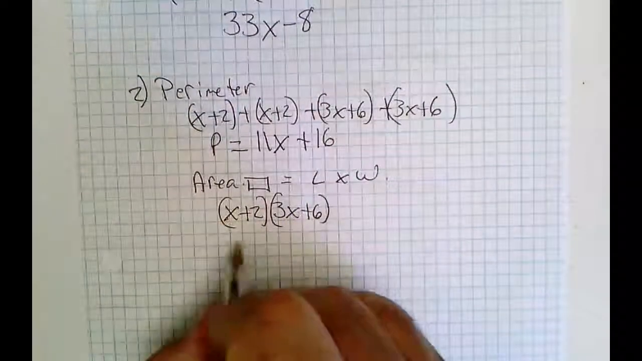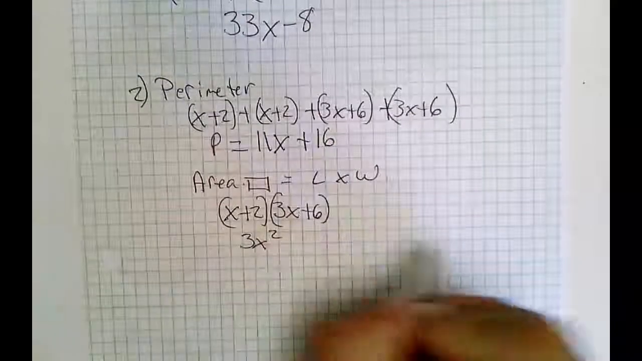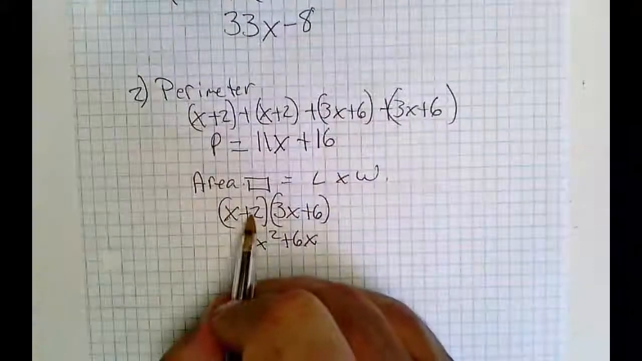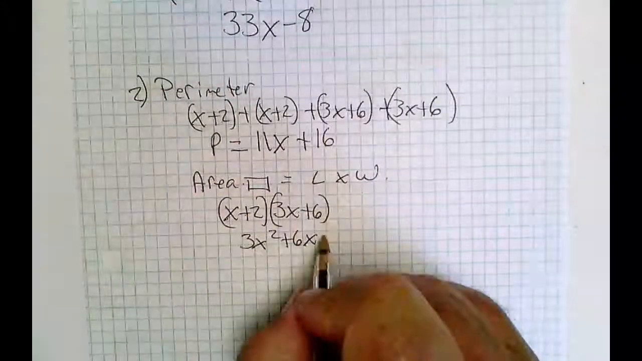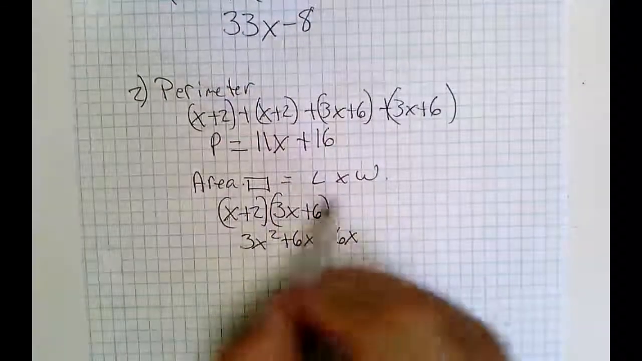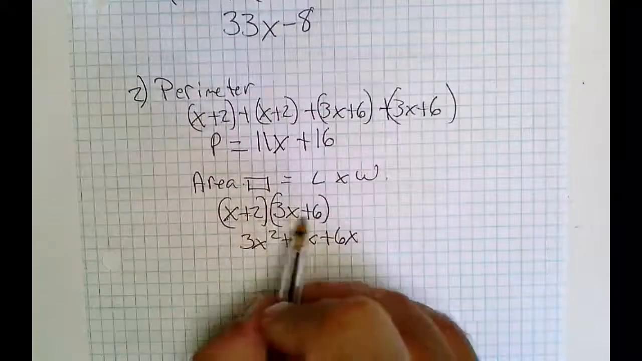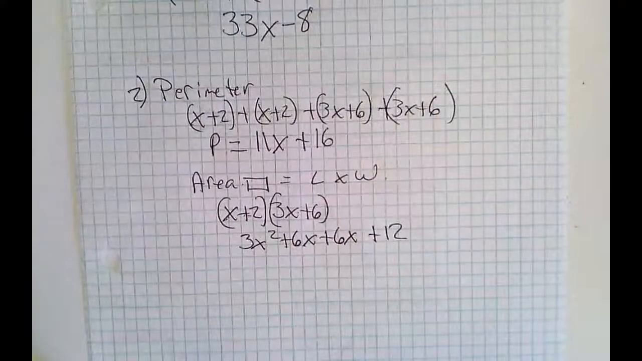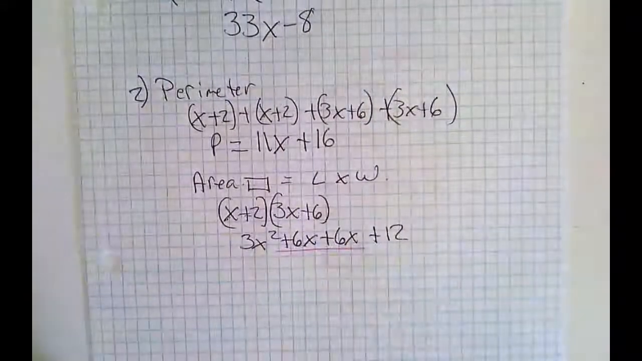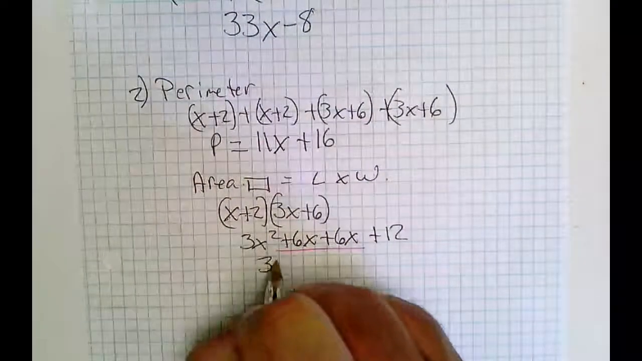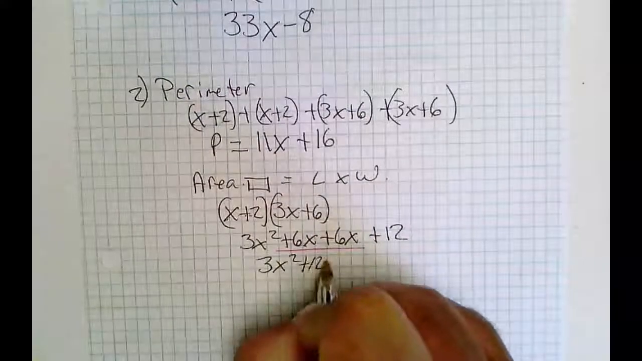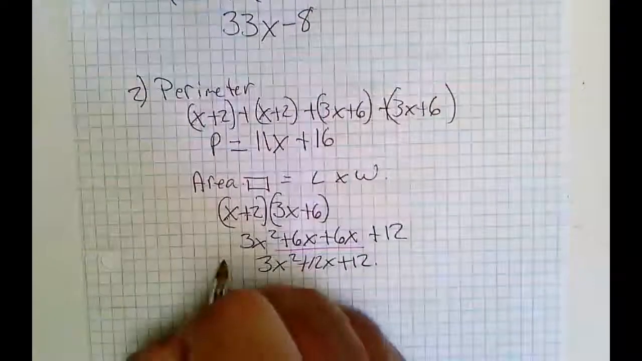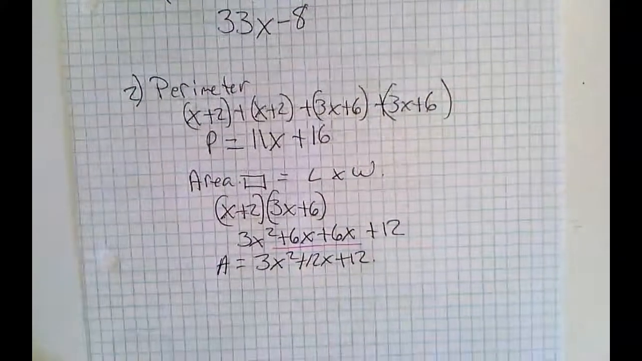First, x times 3x is 3x squared. Outside, x times 6 is 6x. Inside, 2 times 3x is 6x. And last, 2 times 6 is 12. We want to combine like terms, so we're going to combine this stuff in the middle here. Okay, and we're left with 3x squared plus 12x plus 12. And that is the area of our rectangle.